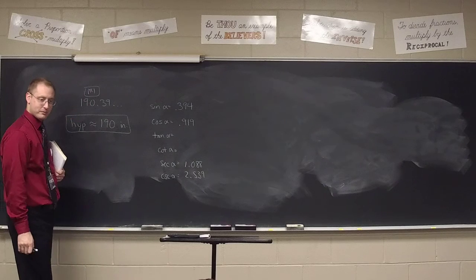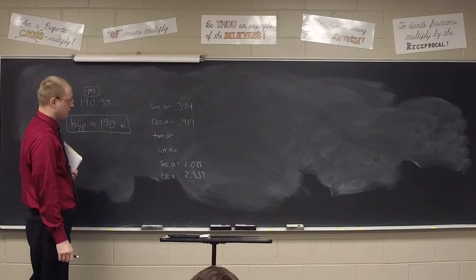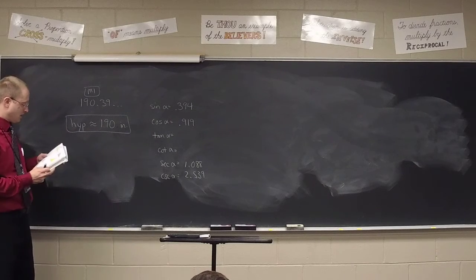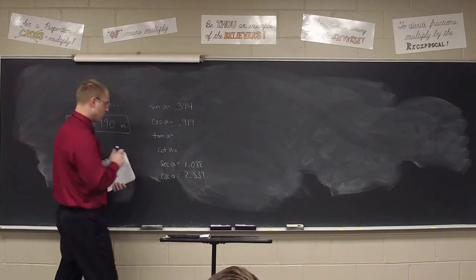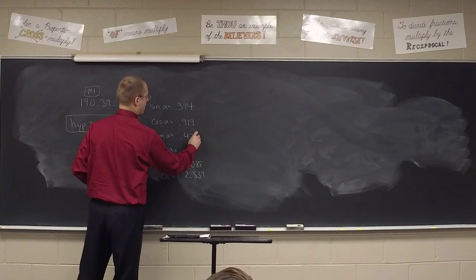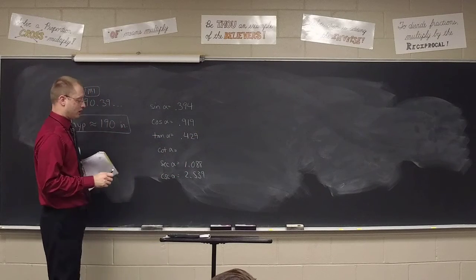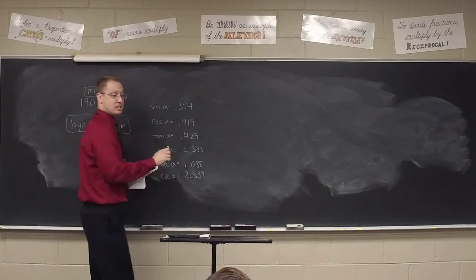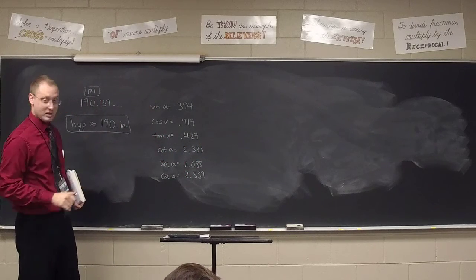Tangent's what over what? Opposite over adjacent, and that'll be the 75 over 175 gives us 0.429. And once we've got that, we'll use the reciprocal button to get the cotangent, which is 3.333. And there we go. All right, the rest of you, did we get these answers for number 12?